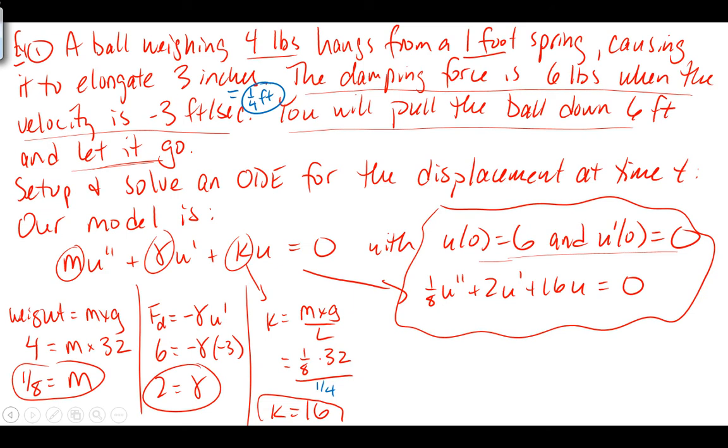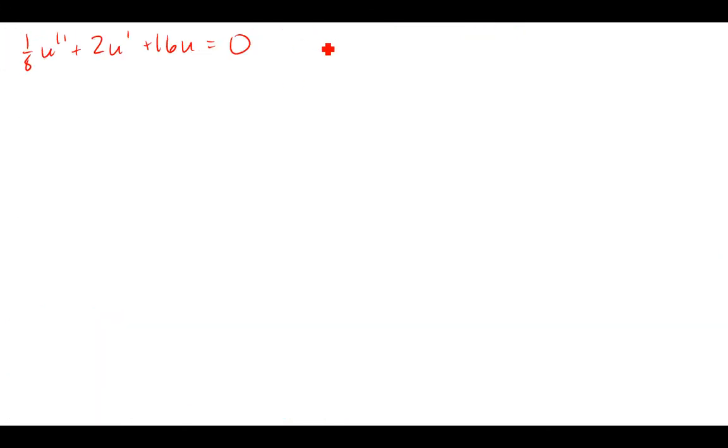So just continuing here. Here's our ODE, and of course we want to solve it. Did I write that down right? 2 and 16, yep, okay. And u of 0 is 6, u prime of 0 equals 0. Okay, so that's our setup. So let's solve this. Of course, to do this, we're going to do our usual, which is to find the roots of the polynomial here.